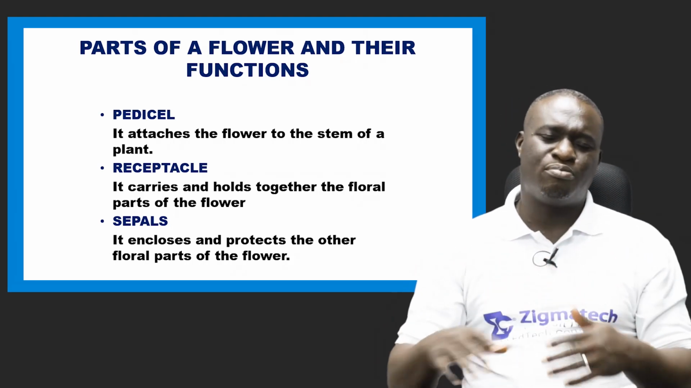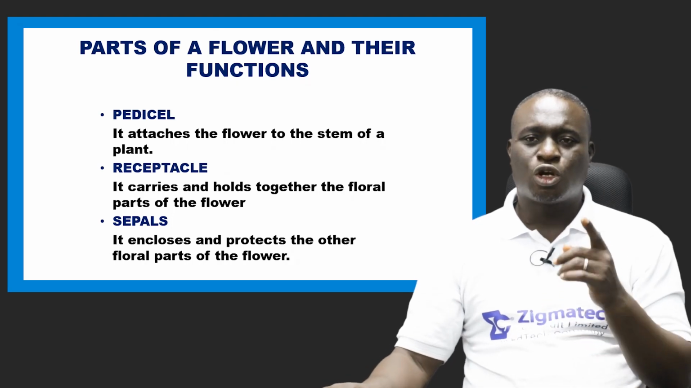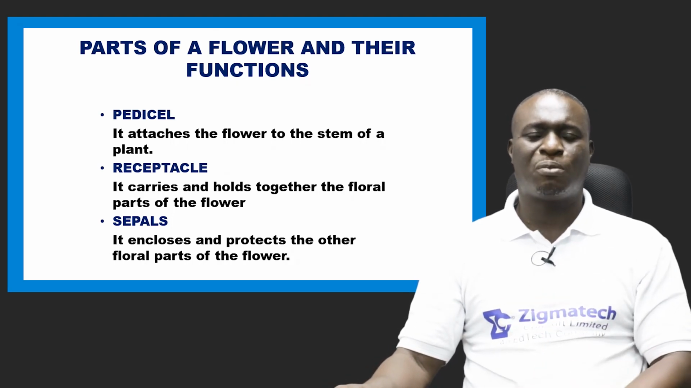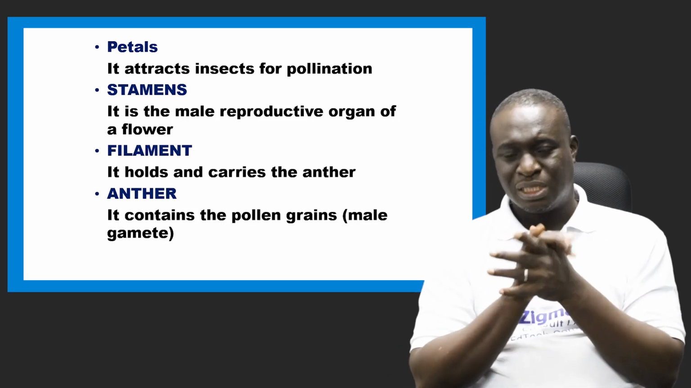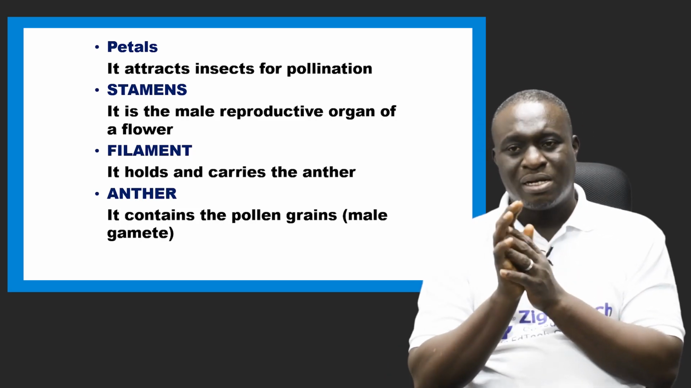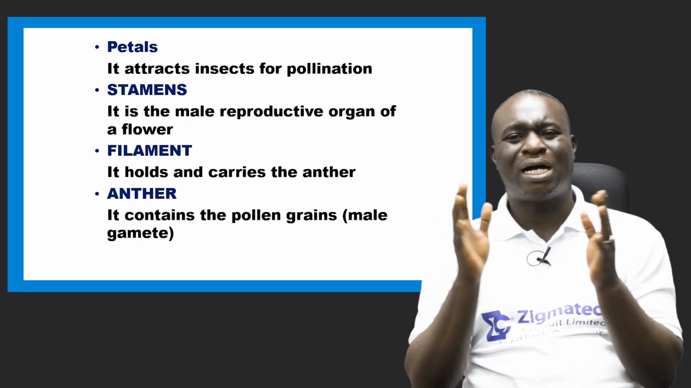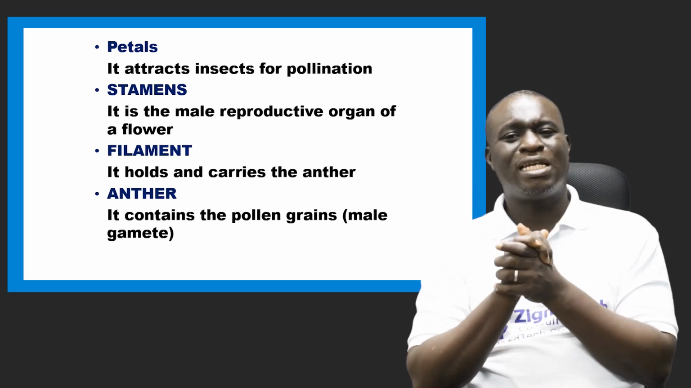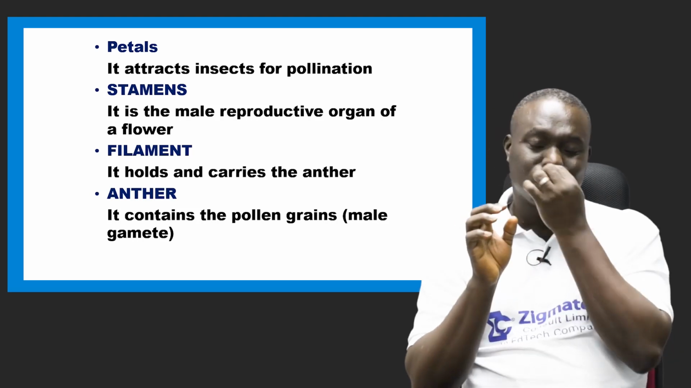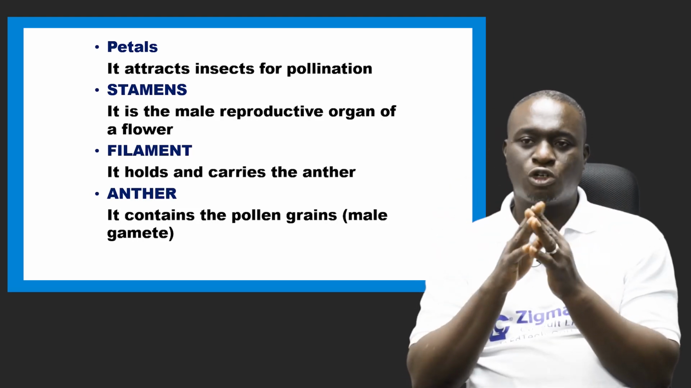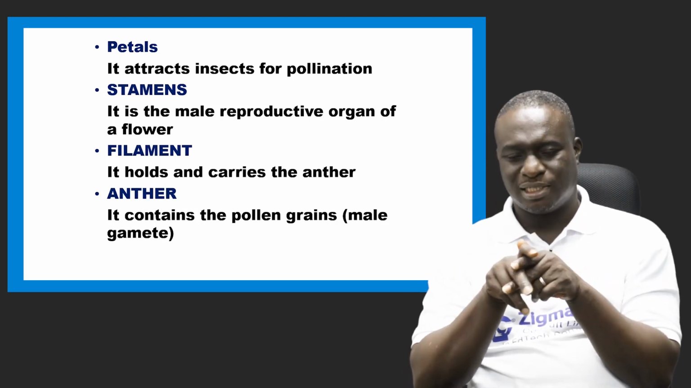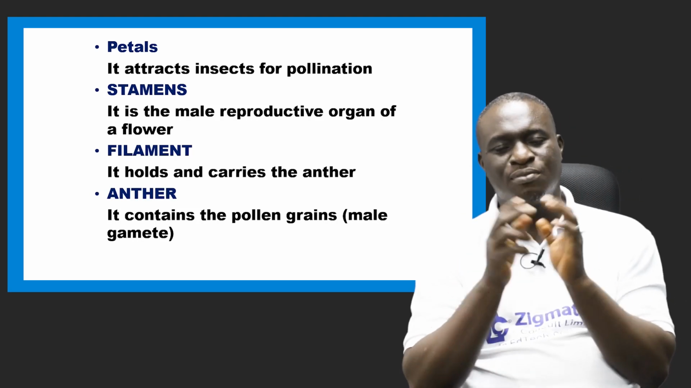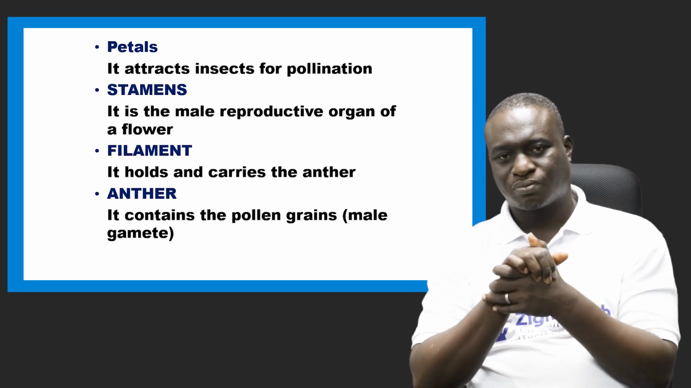It encloses and protects the other floral parts of the flower. We also have the petals. The petals are the brightly colored part of the flower. One of their major functions is that they attract insects for pollination.